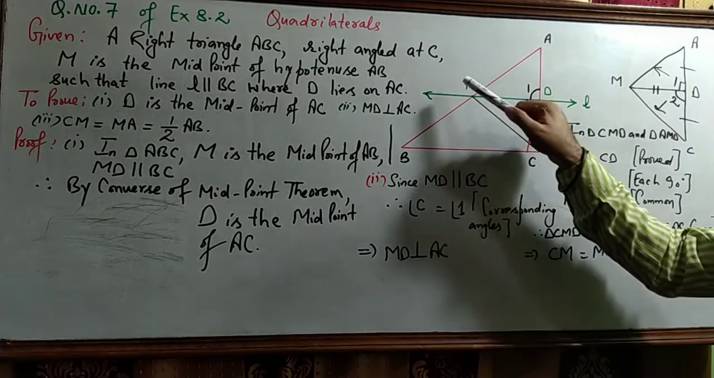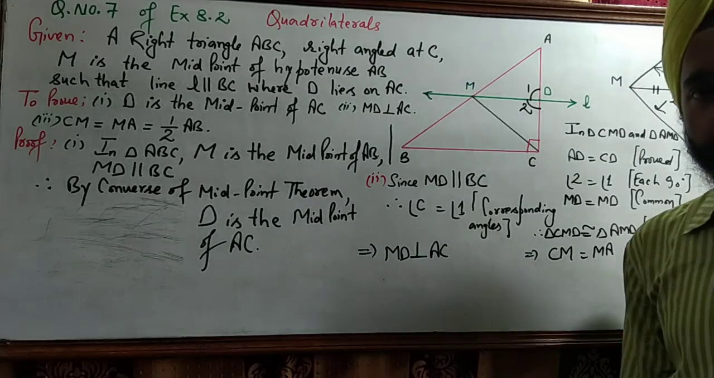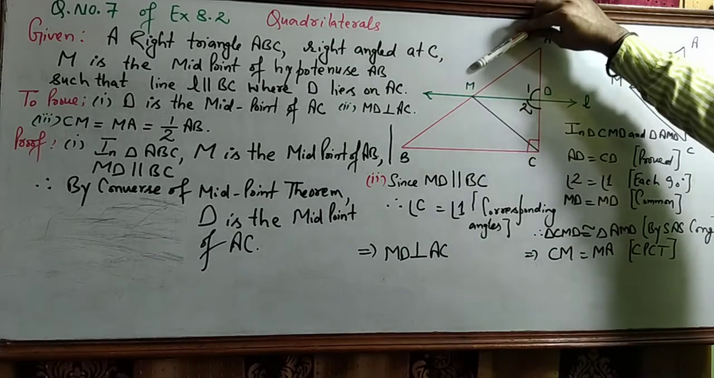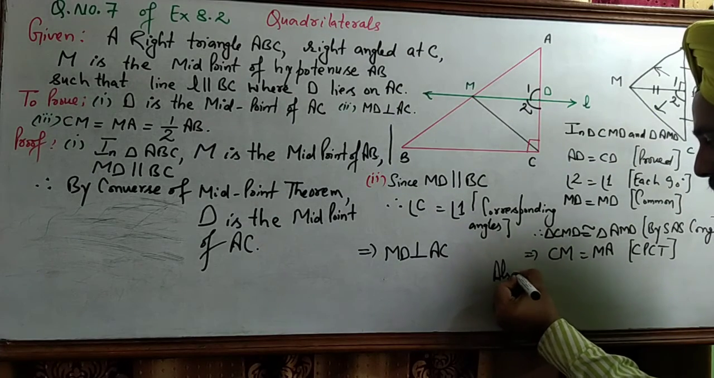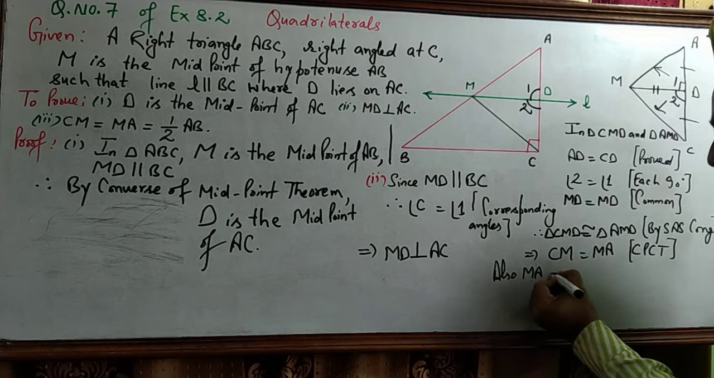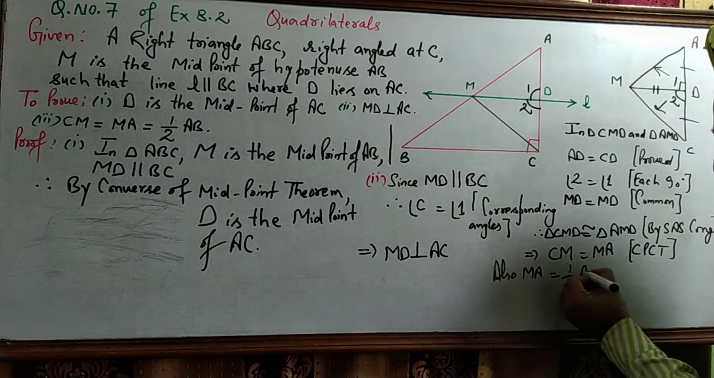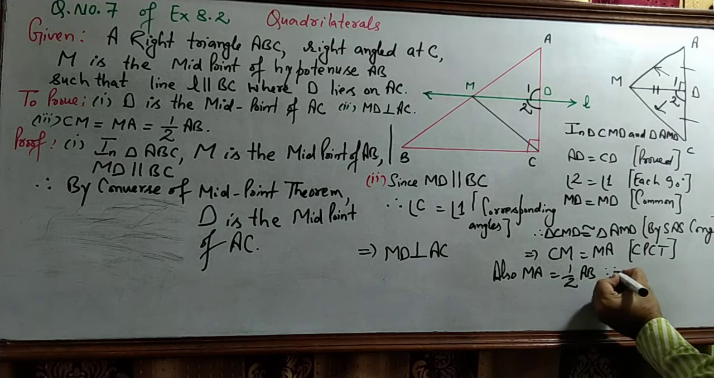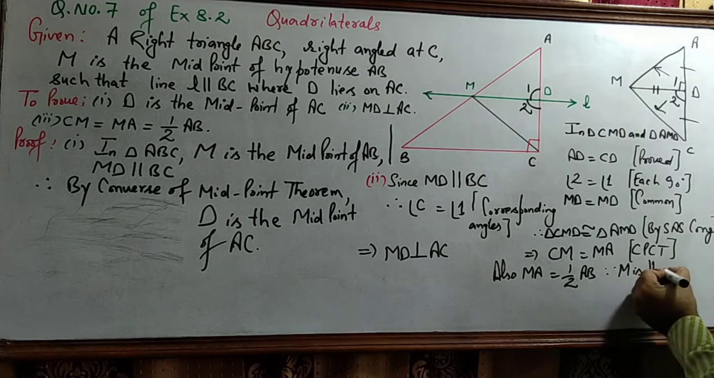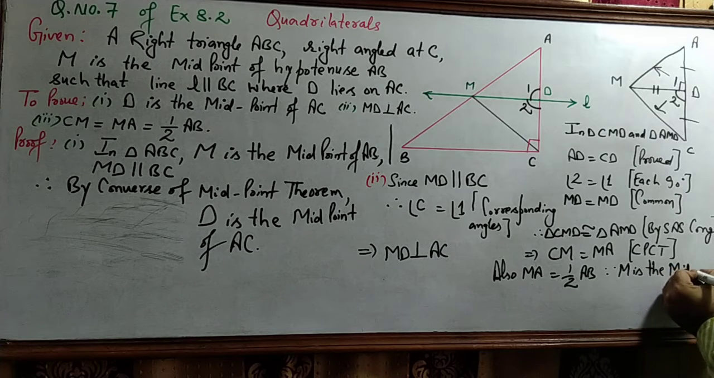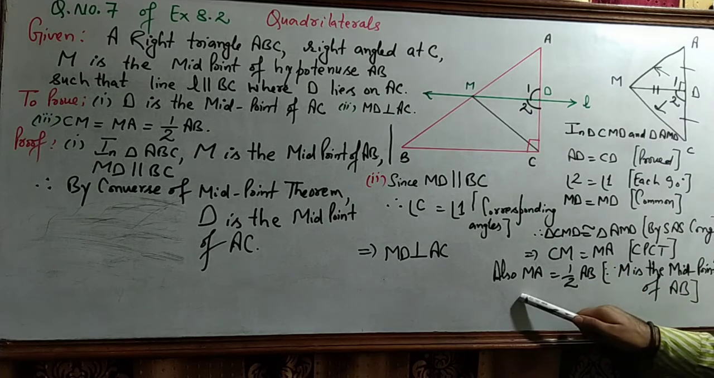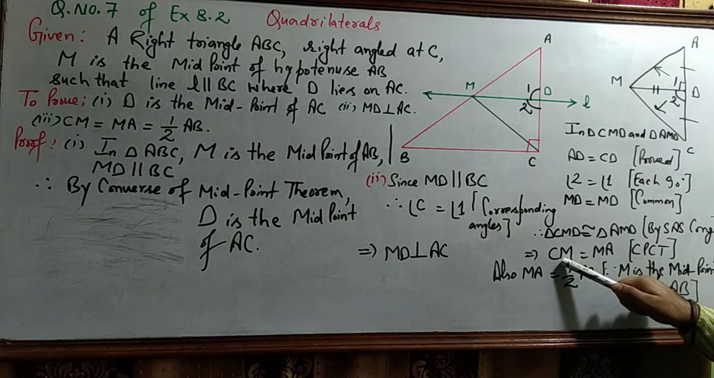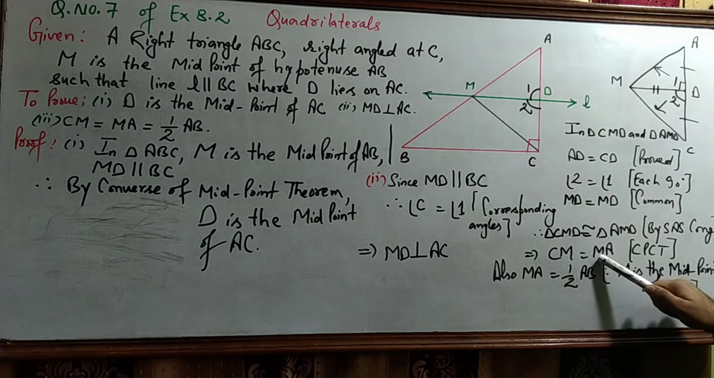Now you also know M is the midpoint of AB. जब M midpoint of AB है तो AM जो होगा that will be half of AB. लिखूंगा also MA equal to half of AB. Reason क्या है? Because M is the midpoint. M किसका midpoint है? Of AB. Now MA equal to half of AB. MA किसके बराबर है? CM के बराबर. It means CM equal to MA equal to half of AB.